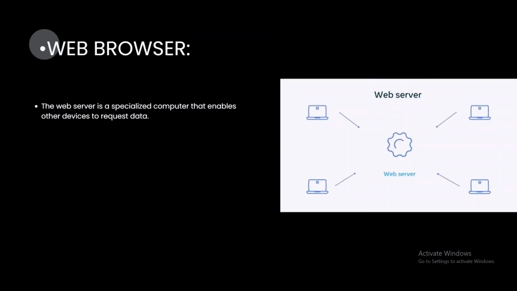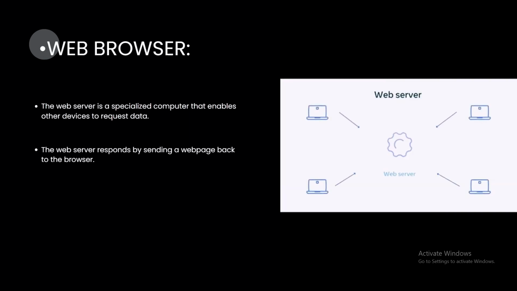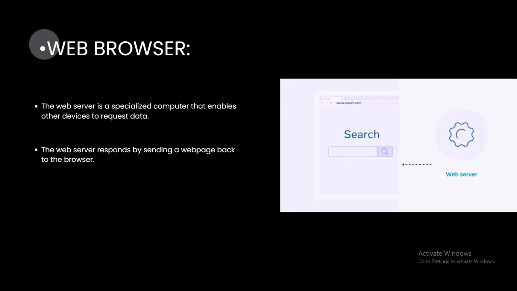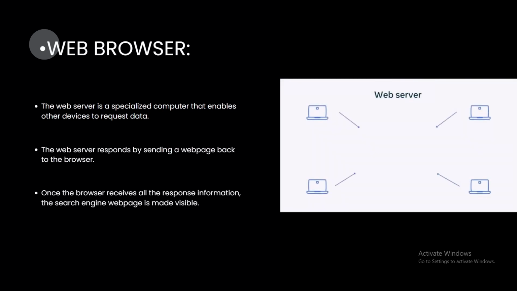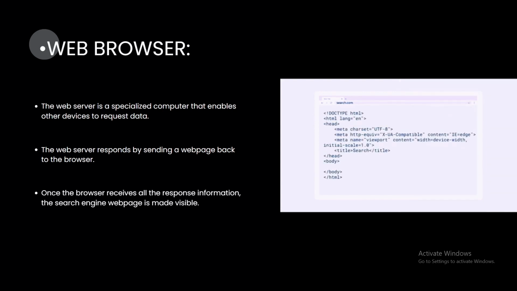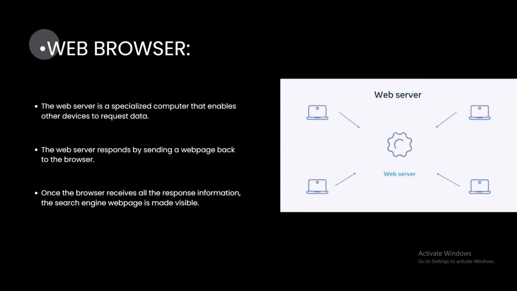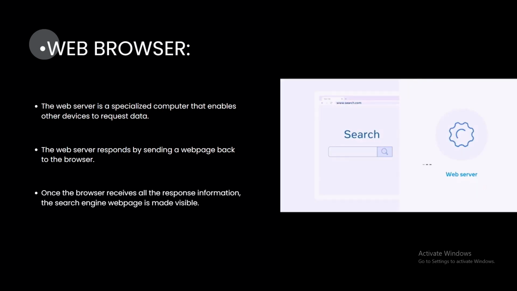The web server is a special type of computer that allows other computers to make requests for data. The web server responds by sending a web page back to the browser. Once the browser receives all the response information, the search engine web page is made visible. The web page is a coded document that is rendered by the browser and then presented visually to you, the end user. Now that the search engine web page is loaded in the browser, you interact with the page to search for what you want to find.